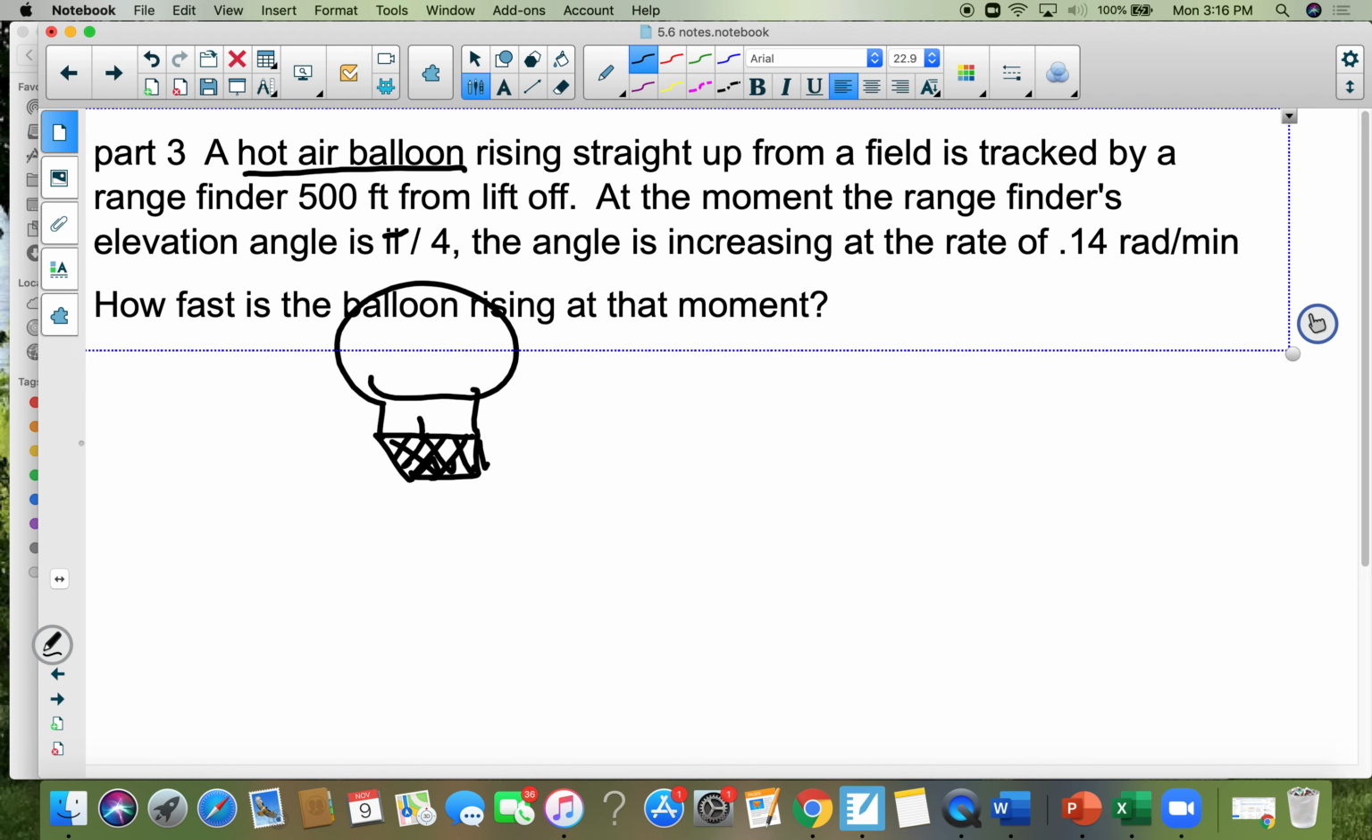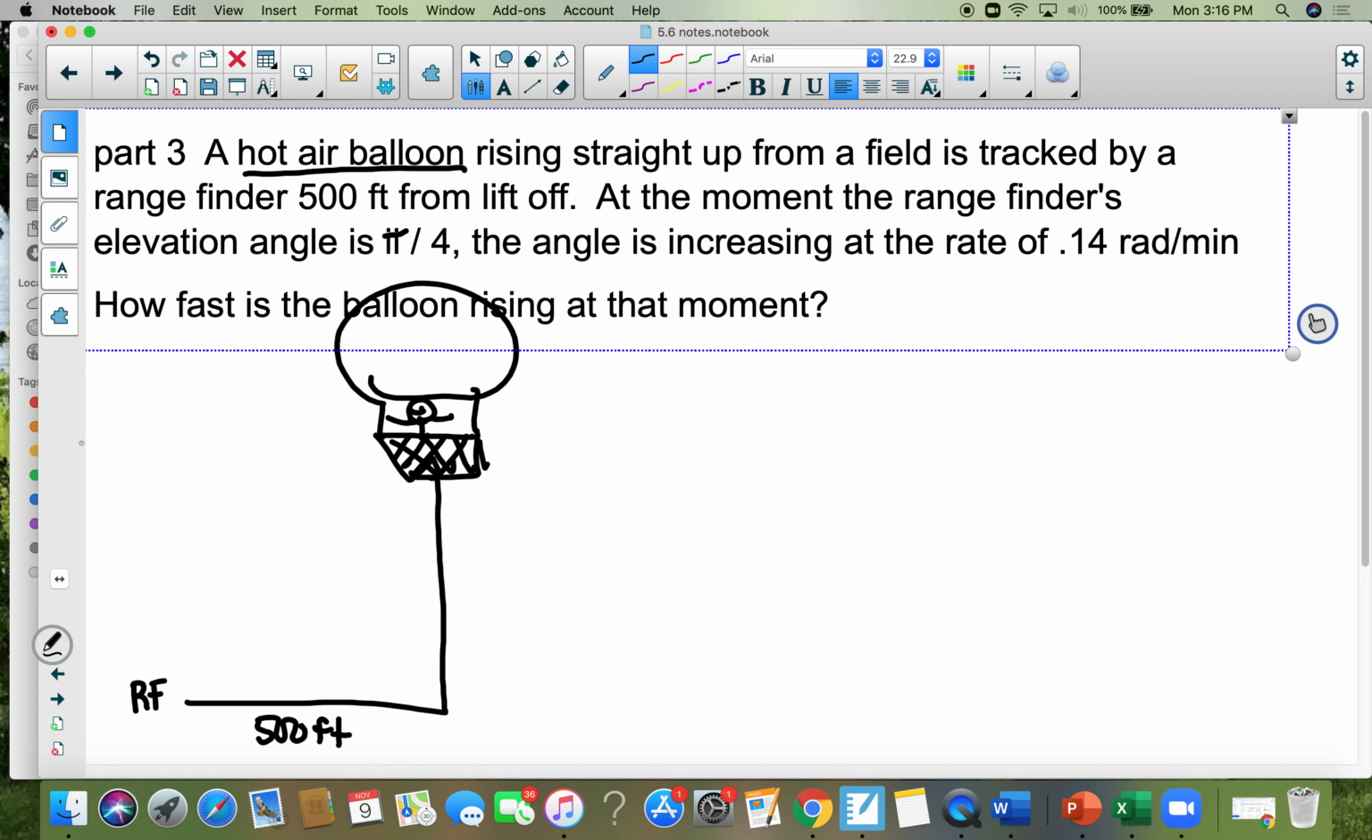There's my hot air balloon. She's waving. And a hot air balloon is rising straight up from a field. It's tracked by a rangefinder 500 feet from the liftoff. So that's the liftoff, and there's a rangefinder right here, and it's 500 feet away from that.